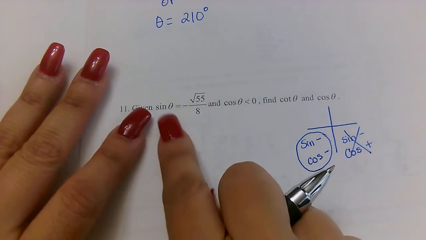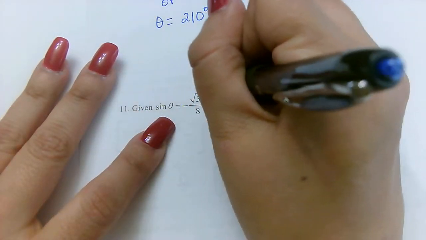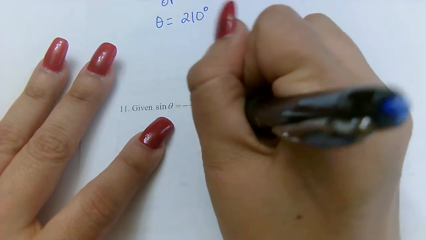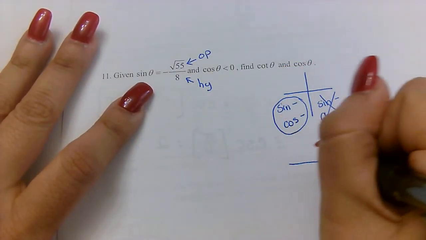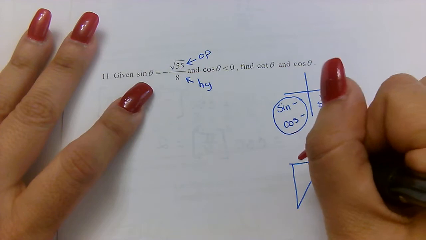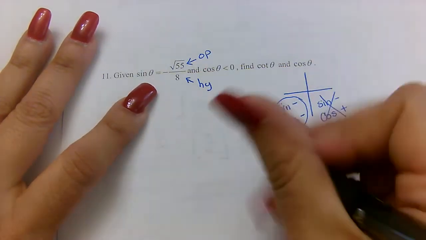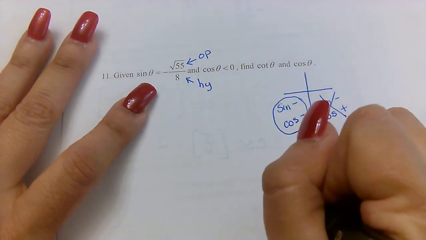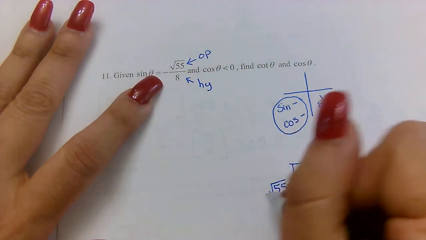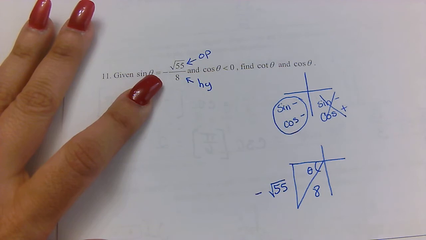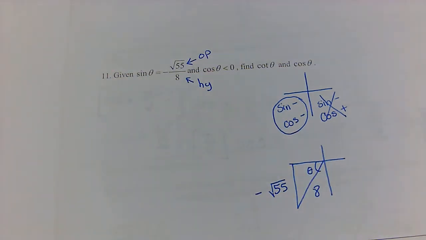Okay, sine is opposite over hypotenuse. Okay, let's draw our triangle. Here's my theta, opposite square root of 55, hypotenuse is 8. The negative definitely goes to the y value. Okay, can we find our x? Yes, let's use the Pythagorean theorem.